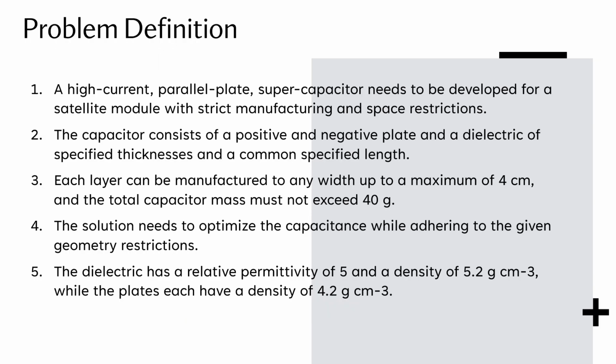This assignment requires the development of a high current parallel plate supercapacitor for a satellite module. The capacitor is required to meet strict manufacturing space restrictions, and the capacitance is to be maximized by varying the widths of its components with given constraints. The capacitor consists of a positive and negative plate and a dielectric of specified thickness and a common specified length. The width of all components can be varied by a maximum of 4 cm for each component. The specific constraints include fixed lengths of 10 cm for all components, a maximum total width of 8 cm, and a maximum mass of 40 grams.